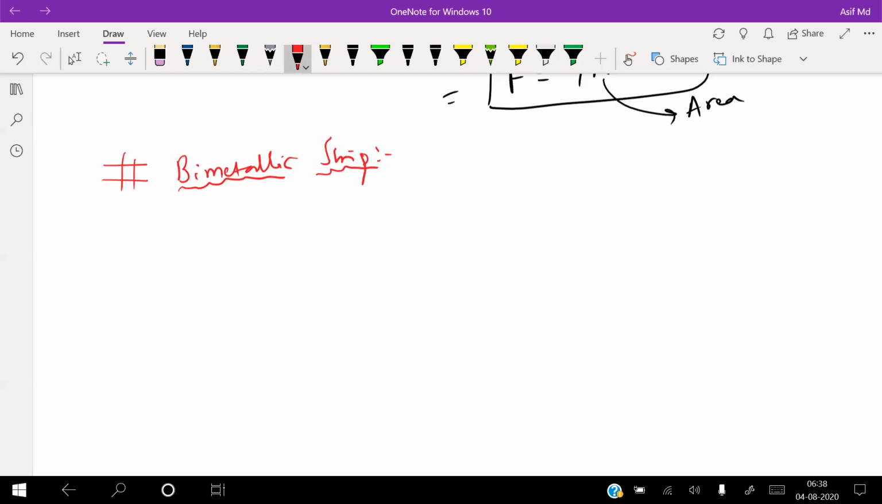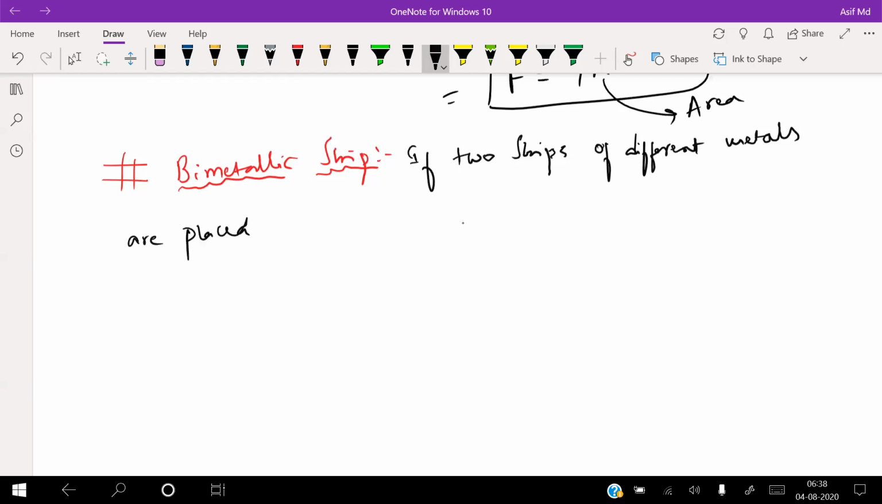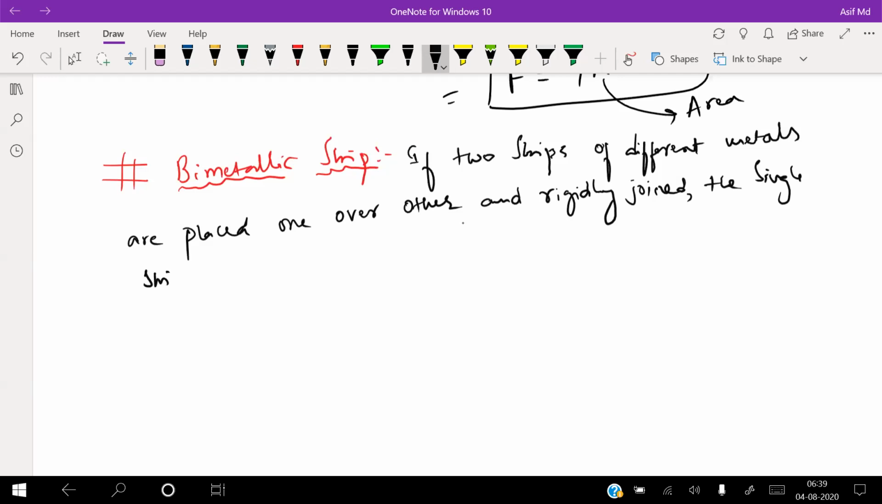It is nothing but a combination of two different strips. If two strips of different metals are placed one over the other and rigidly joined, the single strip formed is called what? A bimetallic strip.